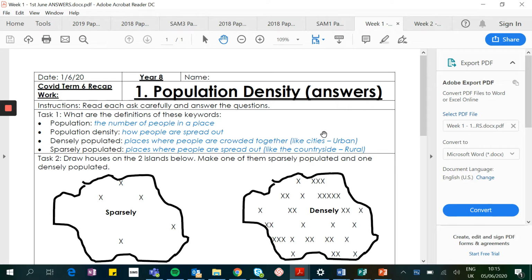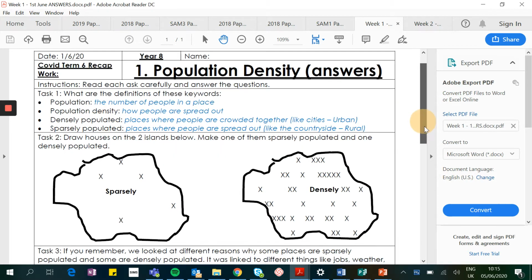So first of all, population density and population, the key words. Population is the number of people in a place. Population density is how people are spread out. And then we've got densely and sparsely populated. Densely means places are crowded, and sparsely means that people are spread out.